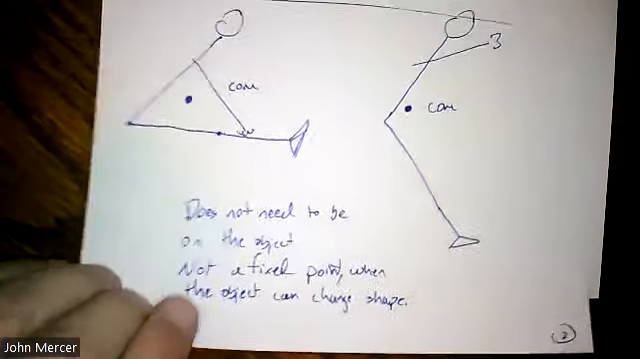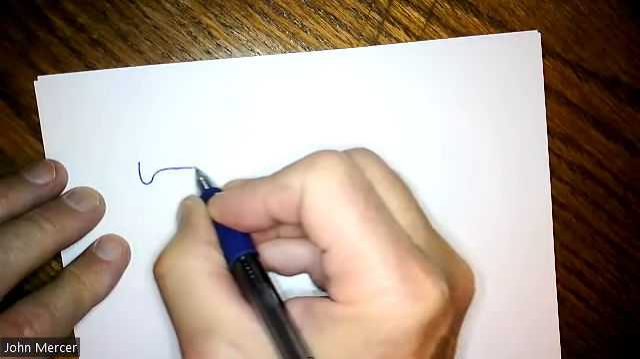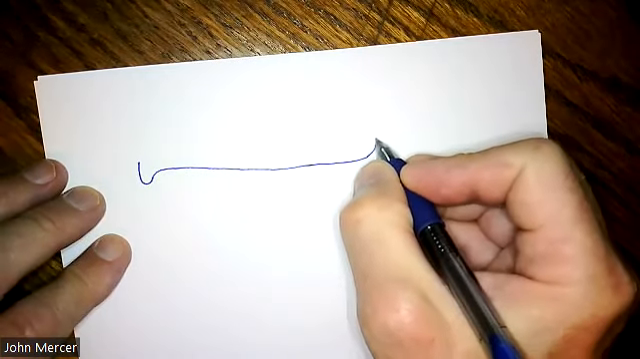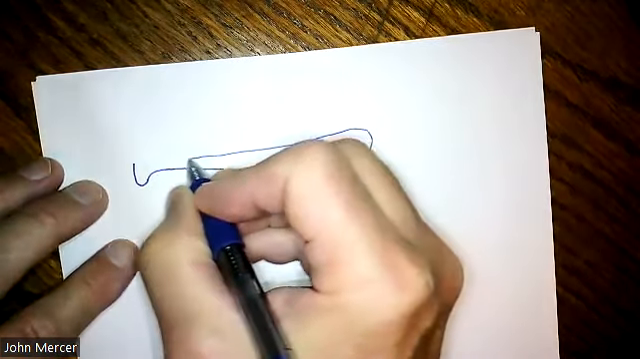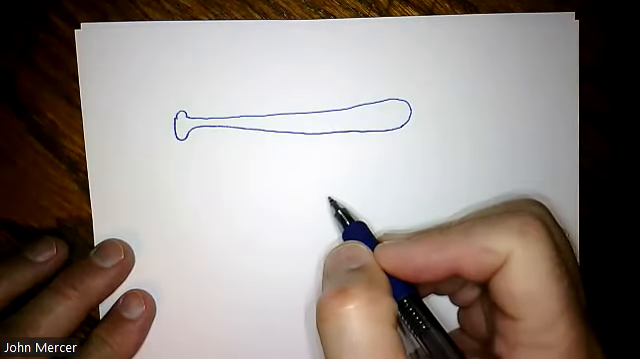I use this phrase, the balance point. Sometimes the easiest way to think about center of mass, or center of gravity, is this. Now I'll draw a baseball bat. I always like a baseball bat because it has some obvious changes in distribution of mass. If we want to find the center of mass of this object, one way to get a clue is to try to balance the object on some fulcrum.